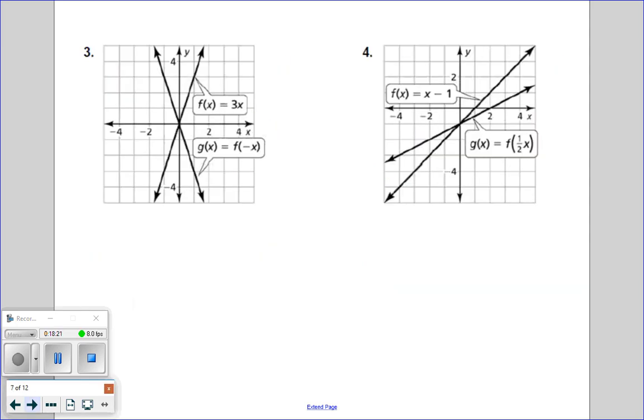Okay, how about here? We still want to know, same thing, what transformation happened from f of x to g of x. And I see that g of x is still the f of x function, but I'm inputting a negative x. So what does a negative do as far as transformations? It reflects, right? So that negative right there reflects. Okay, and if it's on the inside, are we looking at a vertical reflection across the x-axis or a horizontal reflection across the y? It's going to be horizontal, right?